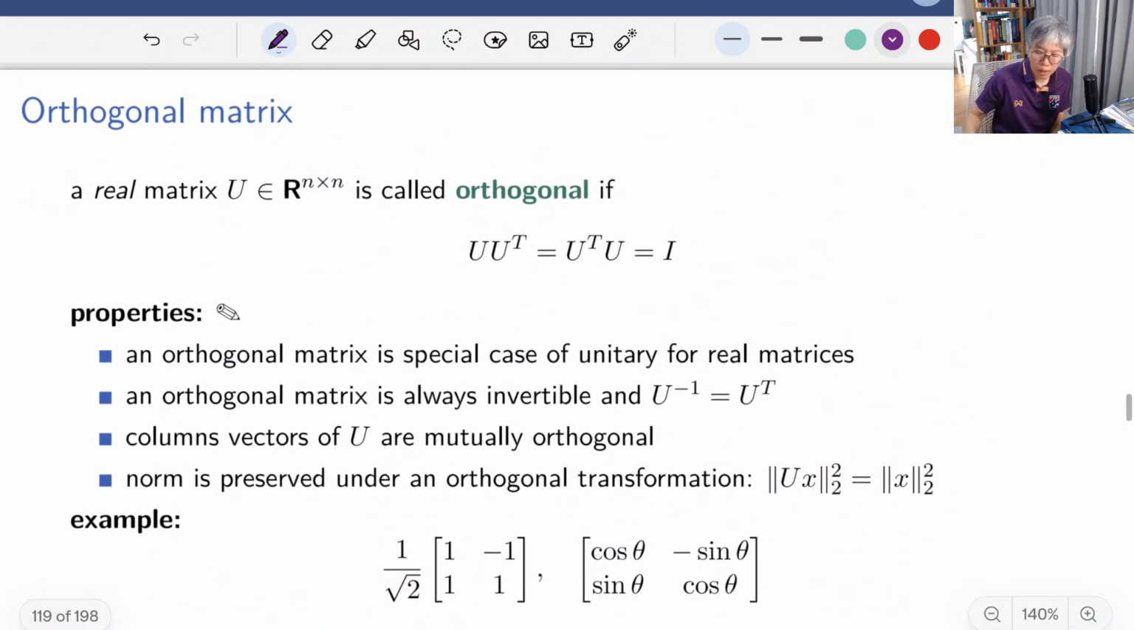Let me move to another concept that is very closely related to unitary, called the orthogonal matrix.